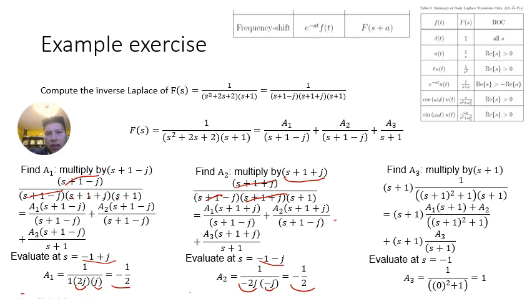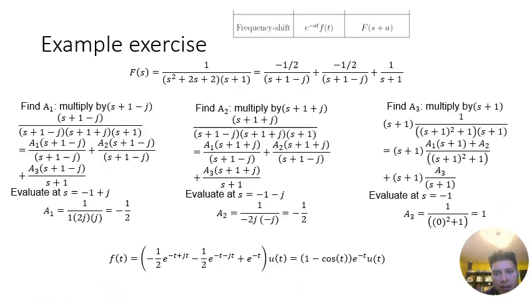So at this point, now you have the three coefficients, which are negative 1/2, negative 1/2, and for the third one, what we got in the previous slide. So we have the three coefficients.